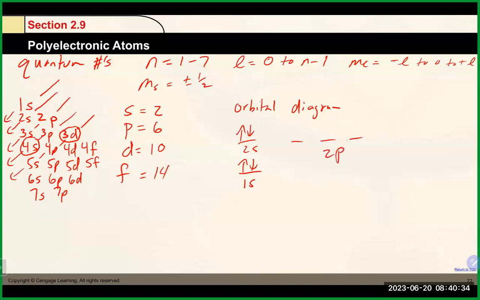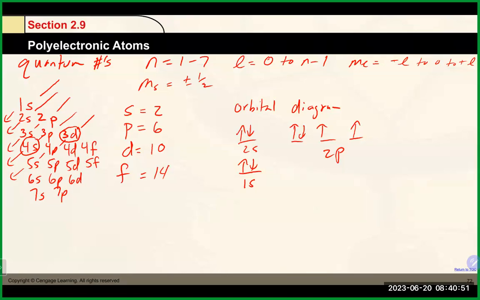Remember, when we have a subshell with multiple orbitals, they do go in one at a time to maximize the parallel spin before they come back and basically start to pair off. Obviously, no more than 2 electrons per orbital.